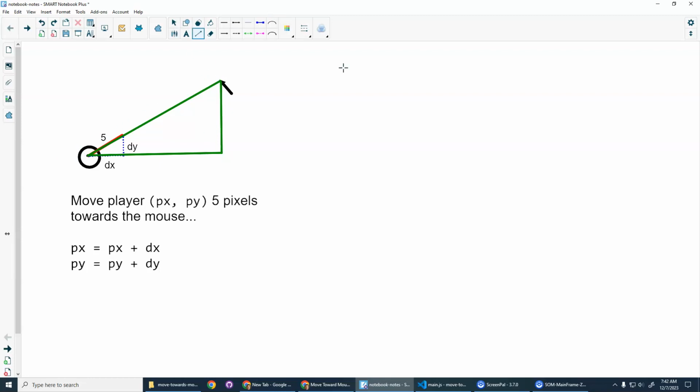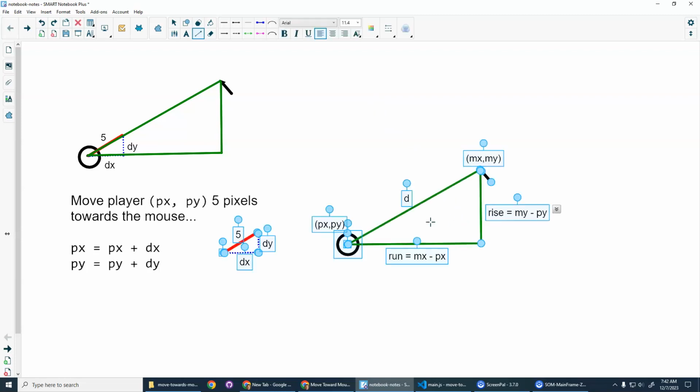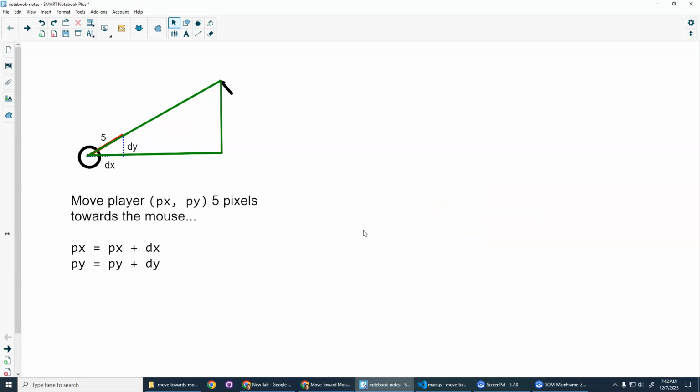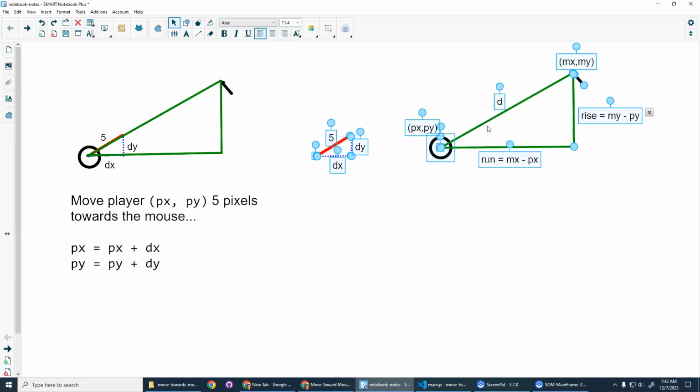I copied some stuff here. We'll get it, still there. Oh, whoops, hold on. Undo, paste, select it all, and I want to move it up here.